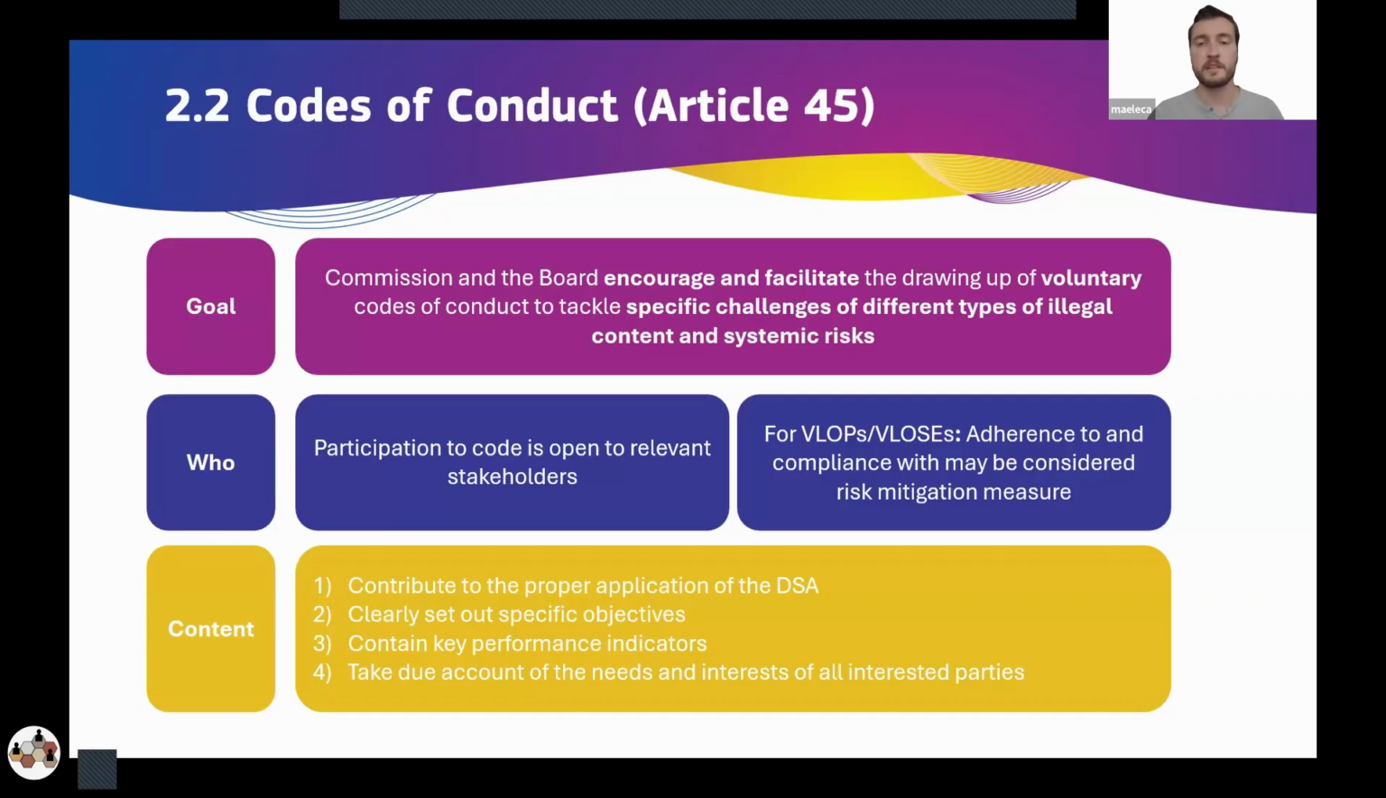Now, for very large online platforms and search engines, there is a real incentive to be involved in such codes of conduct. And it's because if they adhere to them and comply with them, then they may be considered a risk mitigation measure under the DSA. This is, of course, quite an attractive proposition.